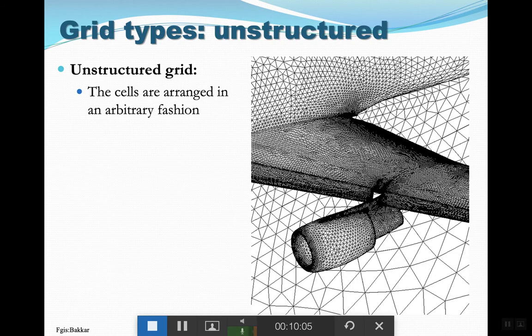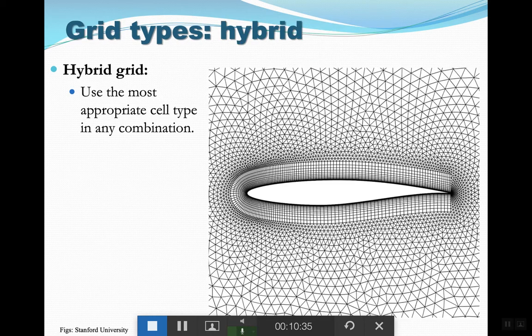The next one is called unstructured. Generally speaking, unstructured does not have any specific rules. The cells are arranged in an arbitrary fashion beside each other. So you will see all the cells in different sizes, different types, arranged beside each other. This is called unstructured. This is most useful, not very easy to simulate, but the good thing is it can be adapted to almost any sort of geometry.